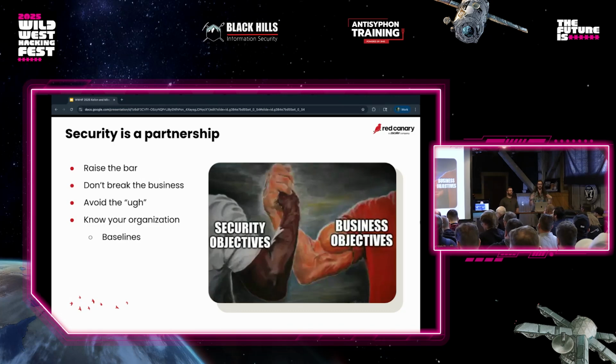The next piece of this is what I like to call avoid the ugh. Is your control going to make someone go, ugh, security, when they are at their desk? Not quite in the same way that MFA did when we all went through that, but if they're just trying to use their system in a normal way, are they going to have challenges doing that? The way to do this effectively is knowing the organization we work for, knowing the business, knowing what's important, and knowing what people are doing normally by establishing baselines.